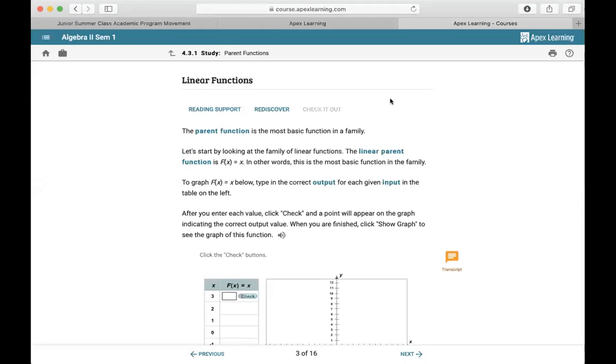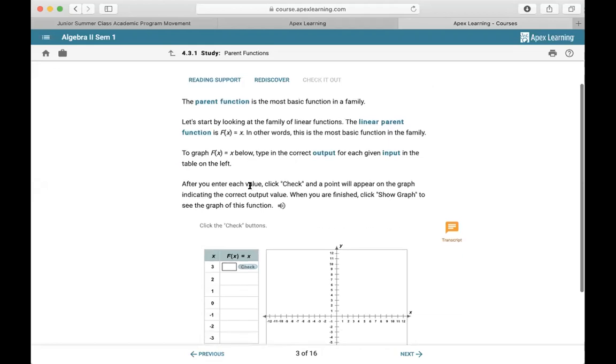The parent function is the most basic function in a family. In other words, it's super, super basic. If we look at our linear, I'll rewrite that one for you. That was our y equals ax plus b.